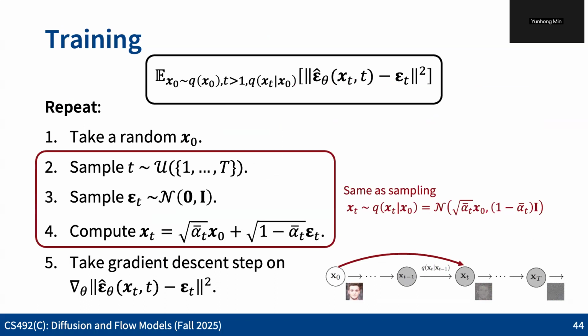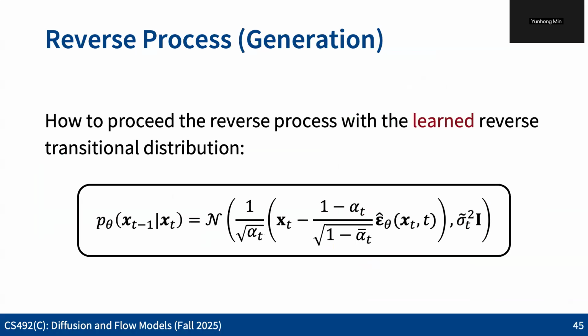In the reverse process, what we need to do is iteratively sample the next one, starting from x capital T all the way to x0. We just need to sample the next one, xt minus 1, xt minus 2, by computing the mean using the noise prediction. At each step, we first predict the expected noise by feeding xt and t, compute the mean of the reverse transition distribution, and based on that, sample xt minus 1. Repeat this until you reach x0, right?